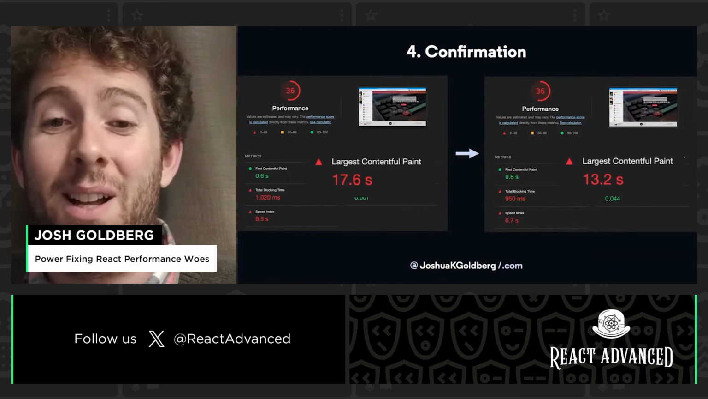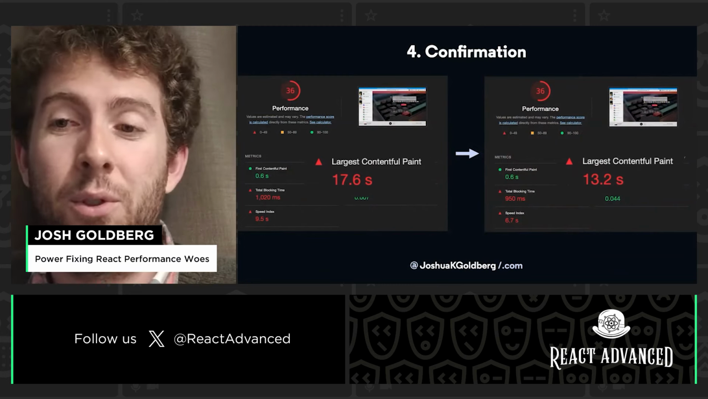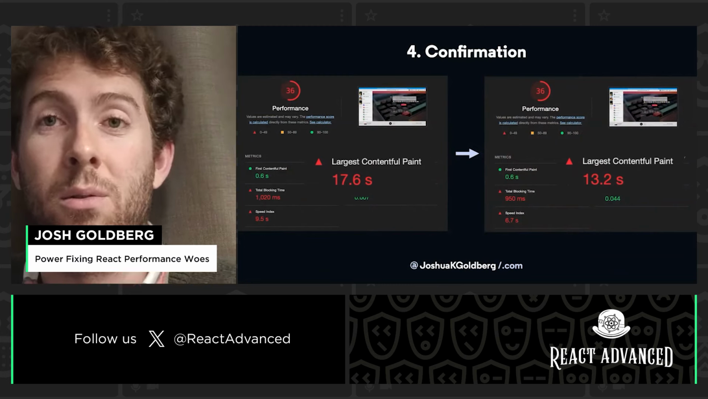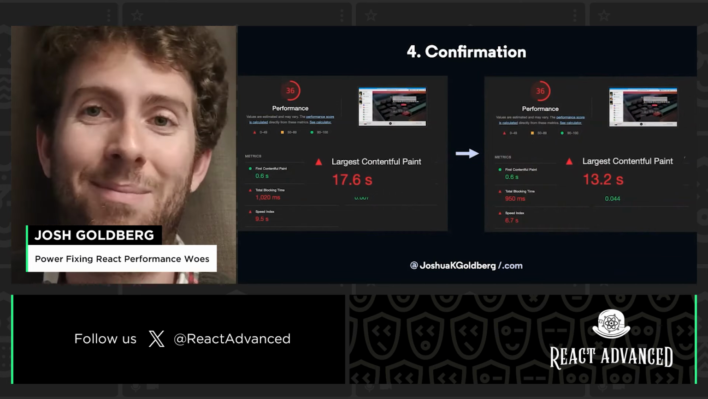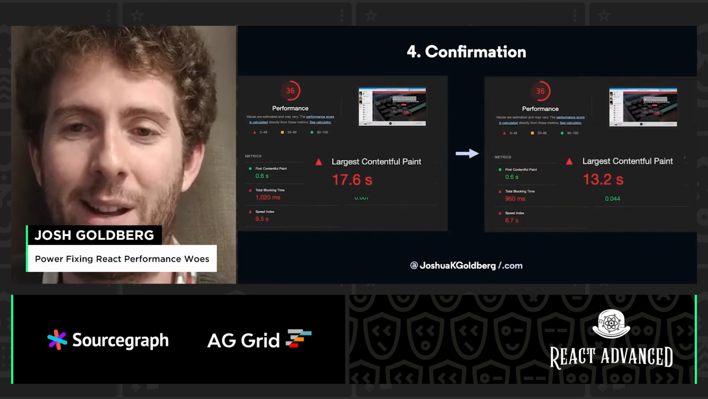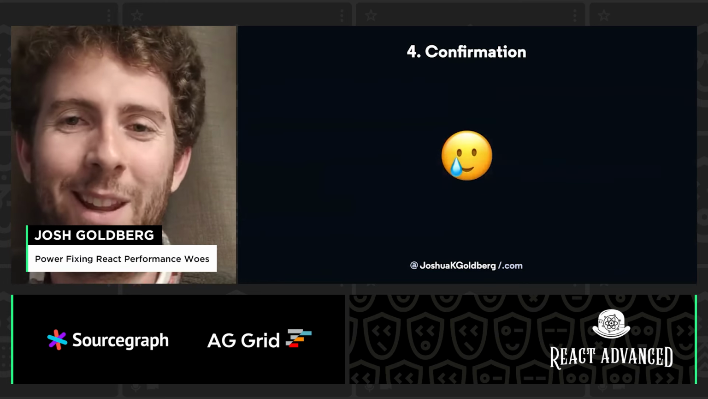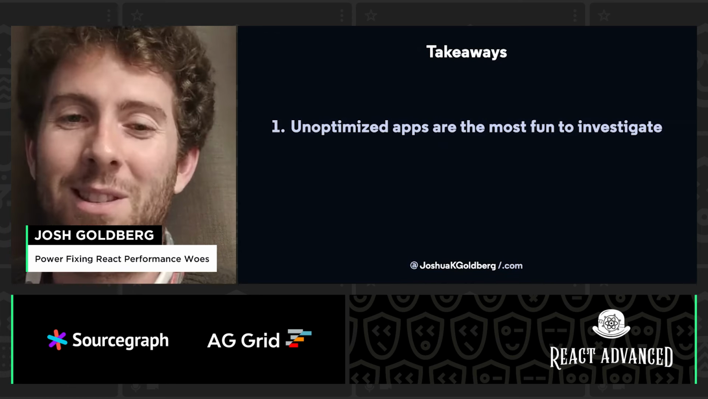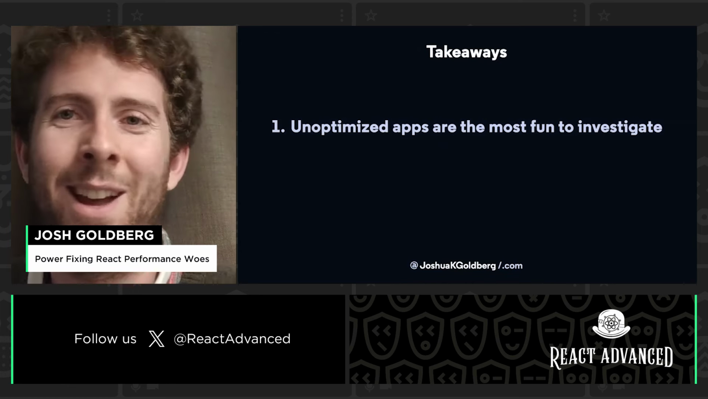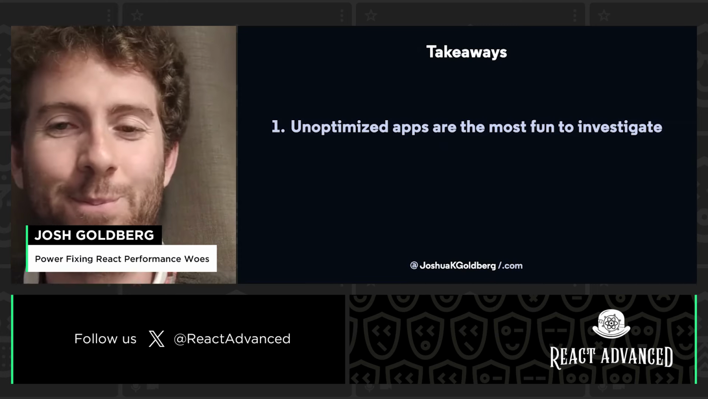But yeah, still, 4.5 seconds, give or take, improved of largest contentful paint, or how long it takes to paint the biggest visual thing on the page. I think a nice user improvement. So, bittersweet. My takeaways here were, 1, it's still really fun to performance investigate unoptimized apps. You get weird, wacky chunks like this.